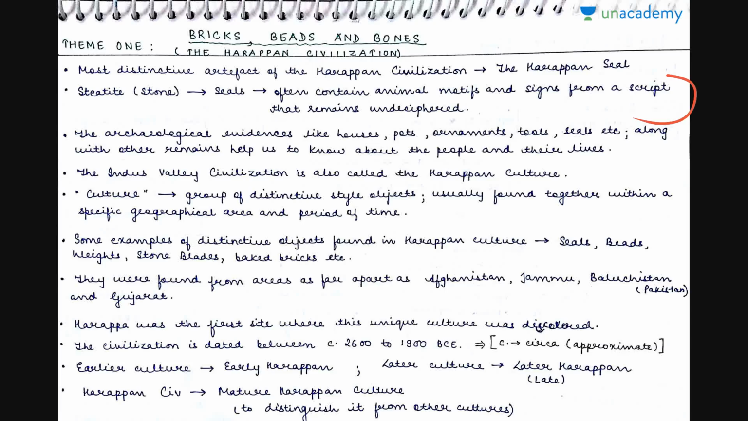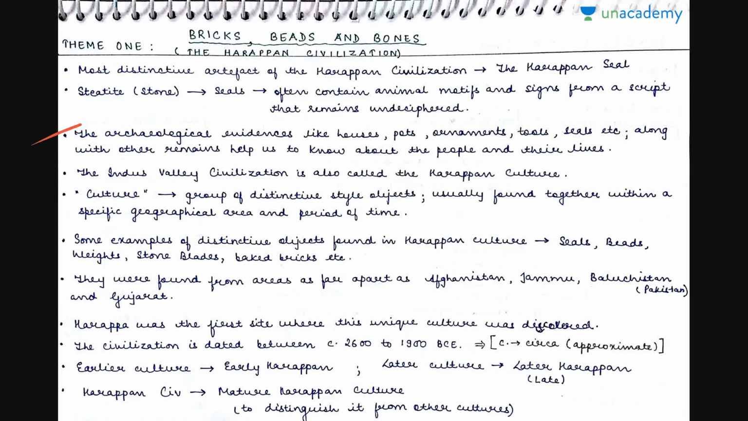So what two things you have to remember here: that mostly the seals contained animal motifs, as we have already seen in the picture in the previous course, and also some script was mentioned on that seal, but that script is still not deciphered. Decipherment means being able to read or write what is written. So the text we can find from the Indus Valley civilization sites or the Harappan sites, but we do not know what is written, we do not understand that.